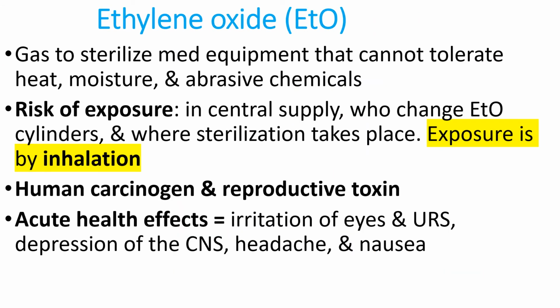Ethylene oxide is a gas used to sterilize medical equipment that cannot tolerate heat, moisture, and abrasive chemicals. Risk of exposure is in central supply, for those who change ethylene oxide cylinders and where sterilization takes place. Exposure is by inhalation. It is a human carcinogen and reproductive toxin. Acute health effects are irritation of eyes, upper respiratory symptoms, depression of CNS, headache, and nausea.